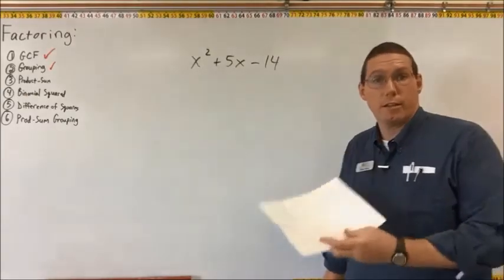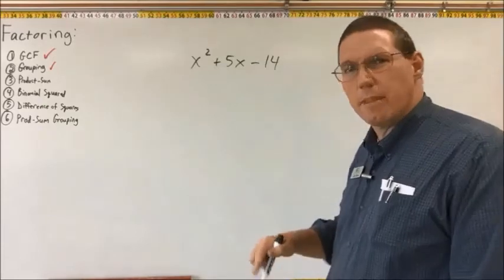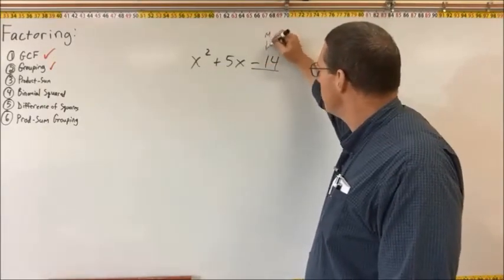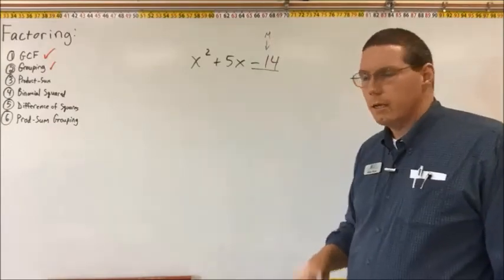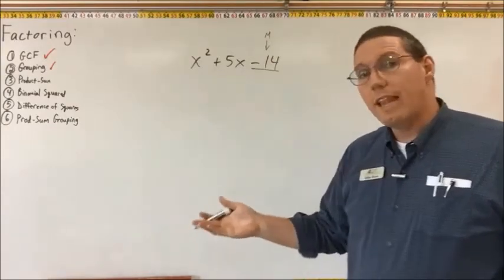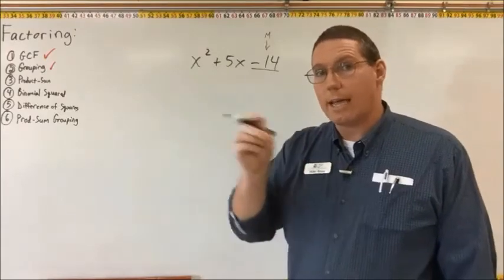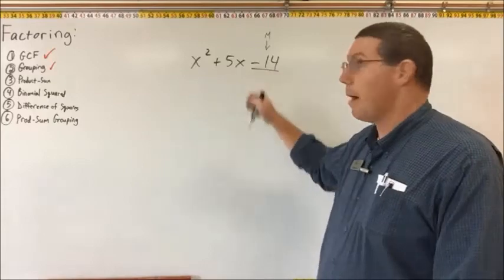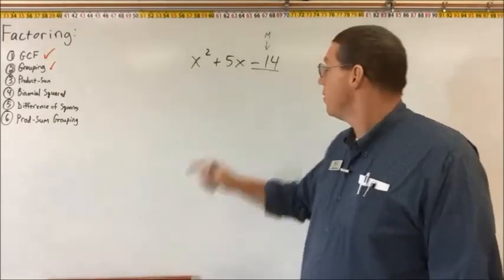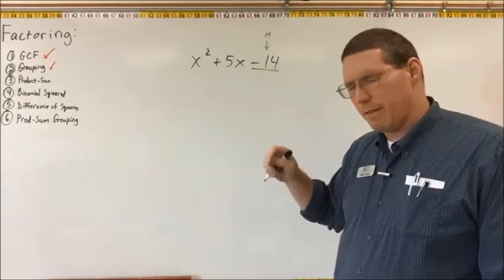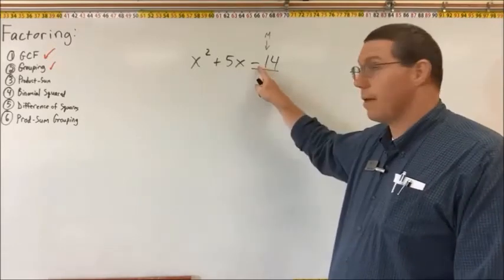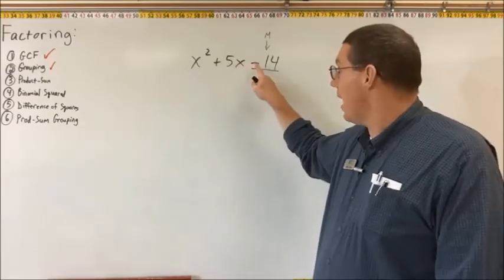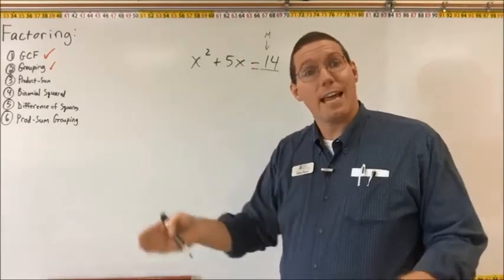Okay, so hopefully you had a chance to try this one. Did you notice something interesting about this negative 14? If we need two numbers that multiply to negative 14, wouldn't that have to be a positive number and a negative number? Because if you multiply two positives, this would be a positive. If you multiplied two negatives, then this would also be a positive. So the only way you can get a negative here is if you multiplied a positive and a negative.